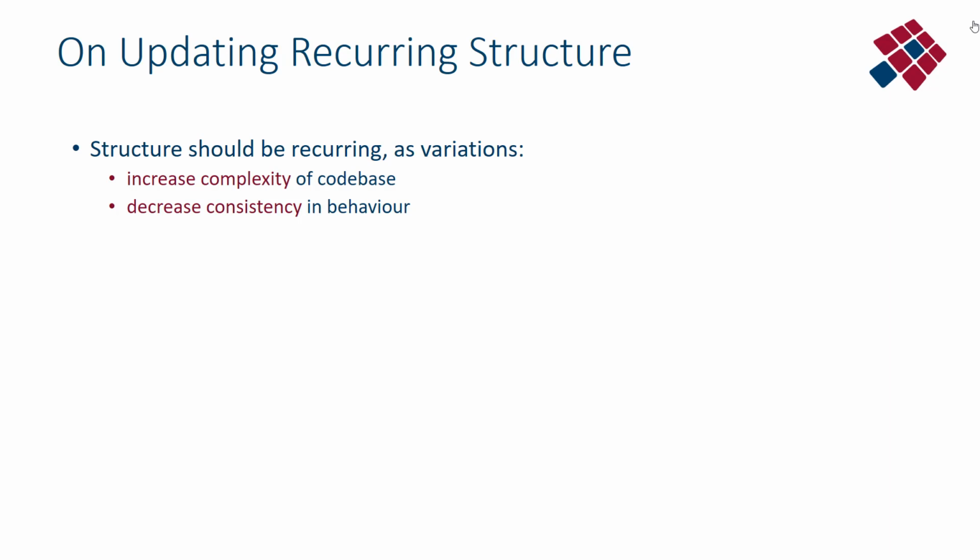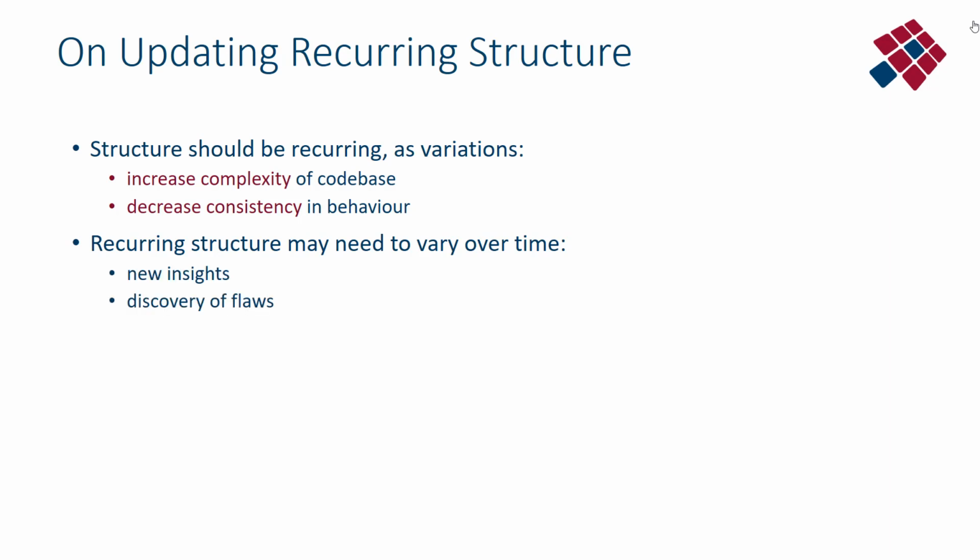So it is obvious that you should deal with these various cross-cutting concerns in a recurrent way across your functional entities. However, this recurring structure of classes interconnecting with the various solutions of the cross-cutting concerns may need to vary over time. You may gain new insights, you may discover bugs or flaws in your structure, in your various classes interconnecting to the cross-cutting concerns, and you may want to apply different technologies, different implementations for the cross-cutting concerns.